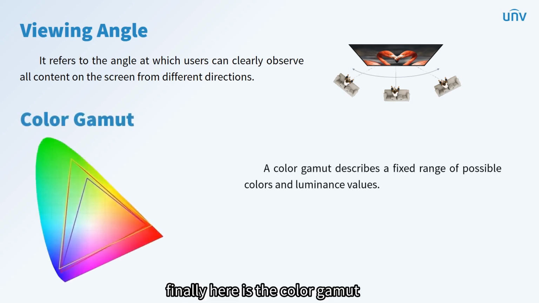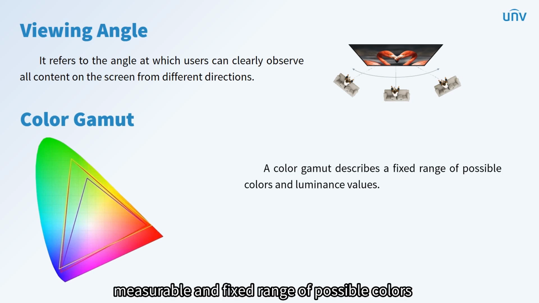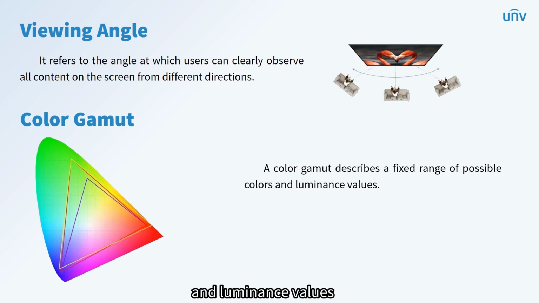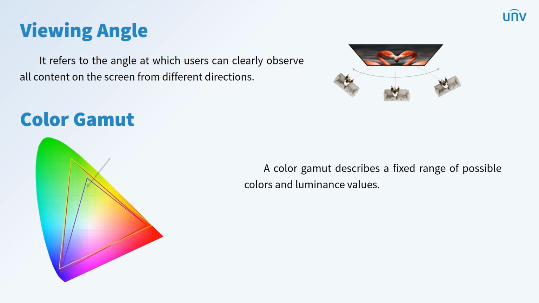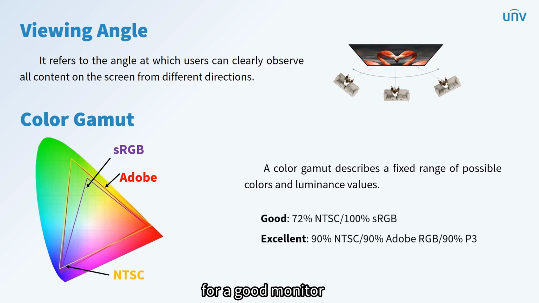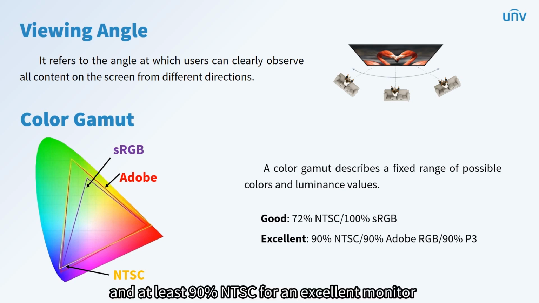Finally, here is the color gamut. Color gamut describes a specific, measurable, and fixed range of possible colors and luminance values. There are different color standards, for example, sRGB, Adobe RGB, and NTSC. For a good monitor, the color performance should be at least 72% NTSC or 100% sRGB, and at least 90% NTSC for an excellent monitor.